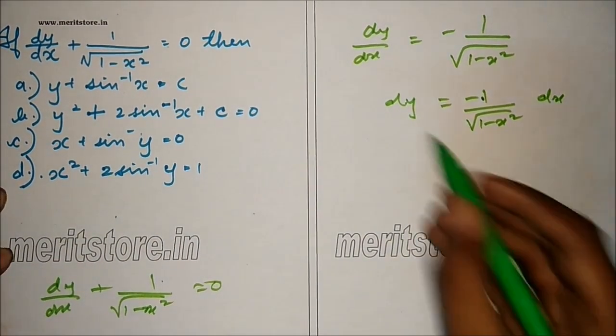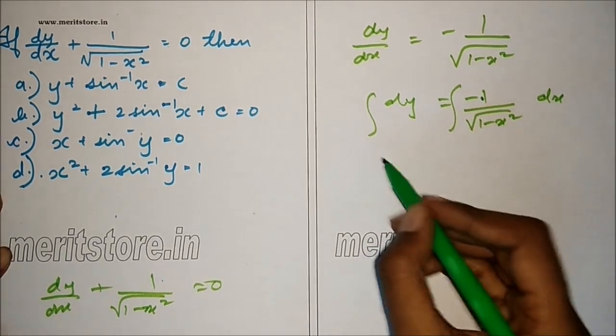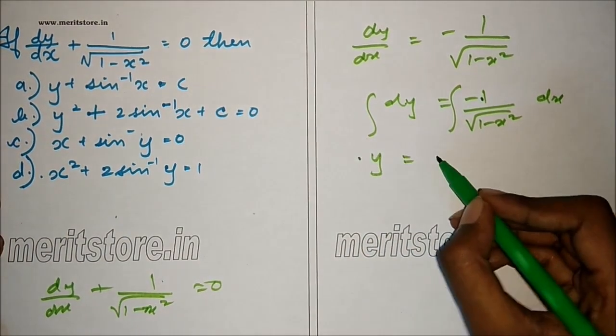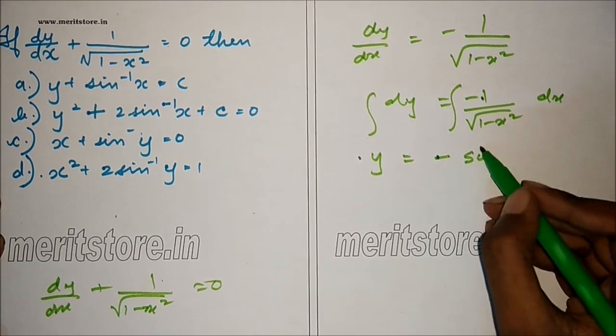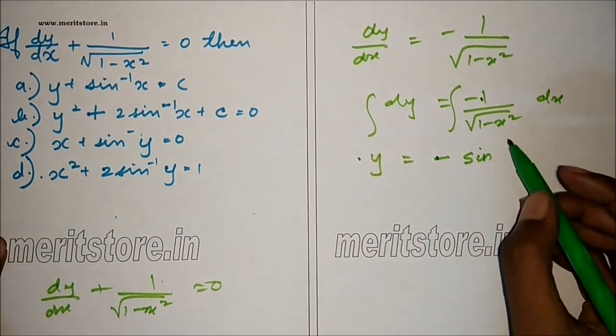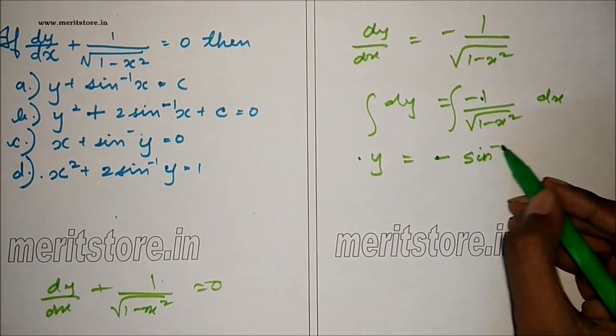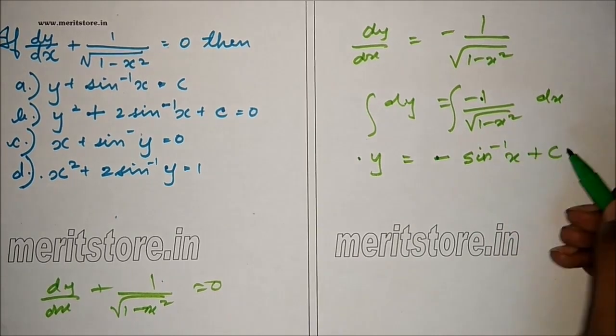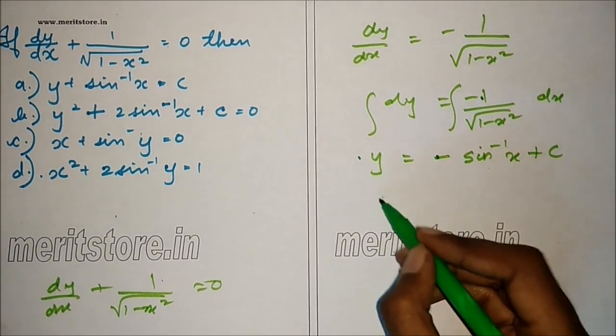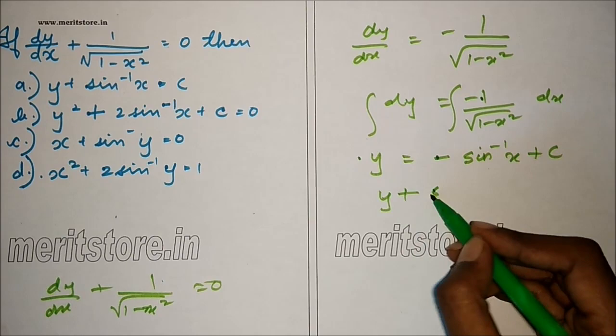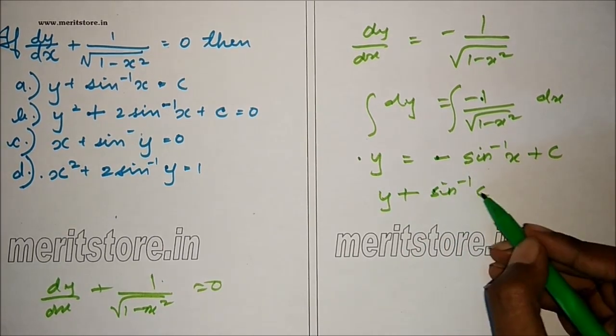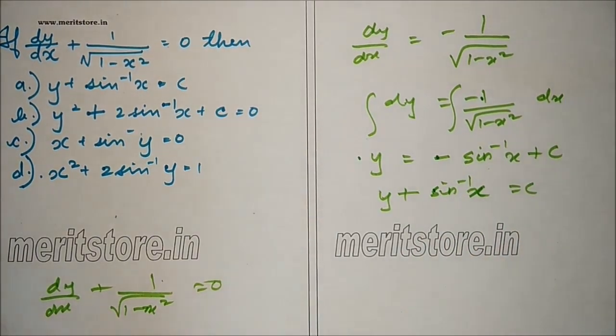So integrating both sides, we get y is equal to minus of sine inverse. Integration of 1 by root of (1 minus x square) is sine inverse of x. This will be minus sine inverse of x plus c. So shifting this term to our LHS, we'll get y plus sine inverse of x equals c, which is option A.